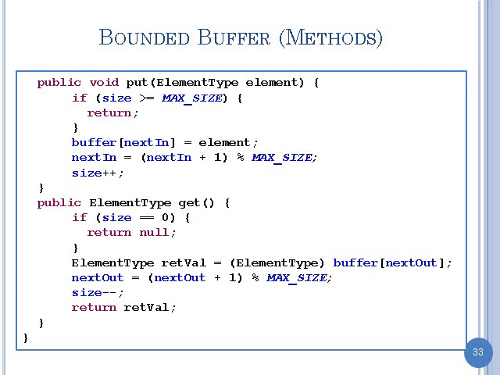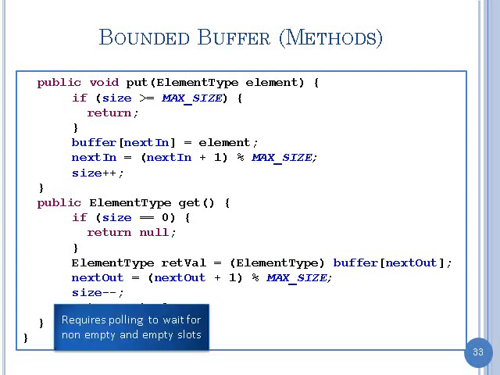Otherwise, I increment the next, take the element from the next out position, increment next out, modulo the size minus 1, and return. Okay? So it requires polling. Like I said, we are the Ajax generation, so we don't care about polling here. What other problems do you see in this code?